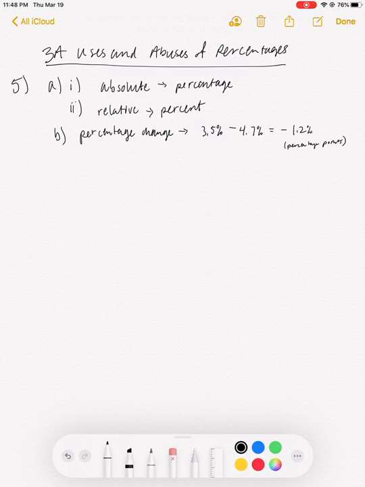Now the percent change is a little bit different. It's a relative amount. And so what you do is you take the absolute change, which was the minus 1.2%, and then divide it by the old value, the initial value, 4.7%. And when you divide that, you get about a 26% decrease. So we can say that the unemployment rate had a 26% decrease and is now at 3.5%.